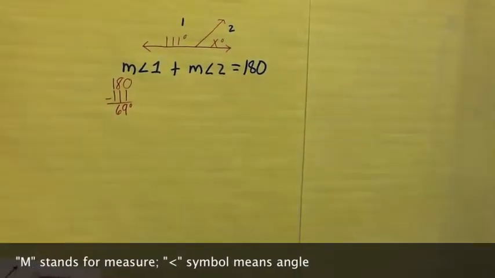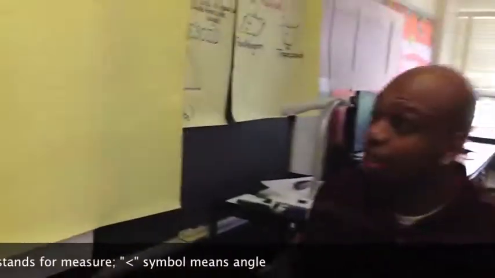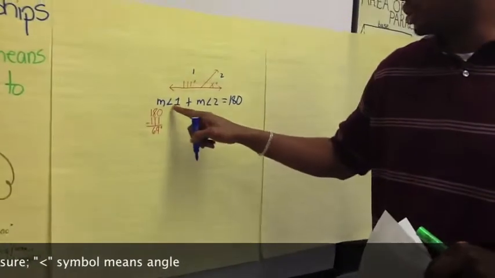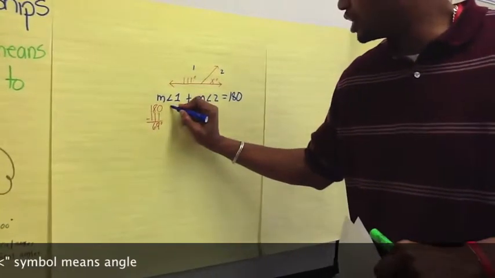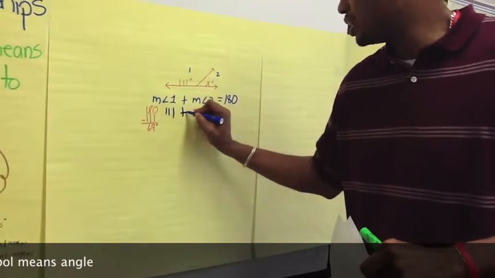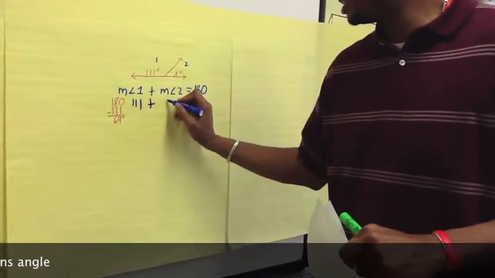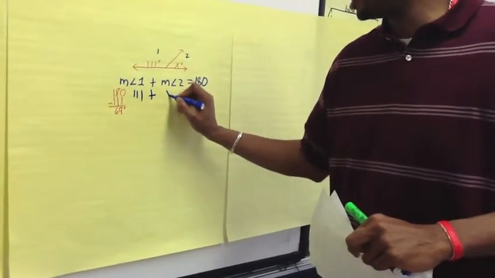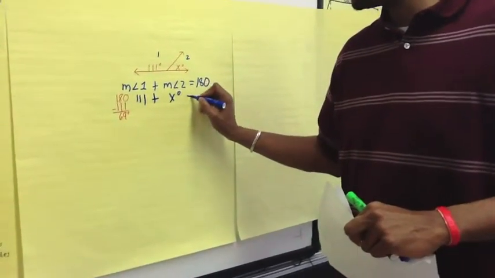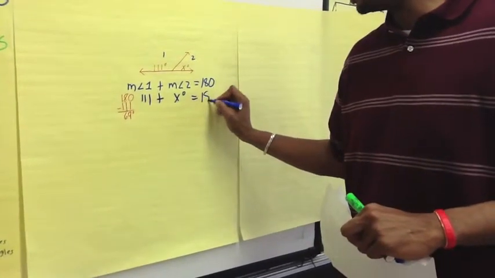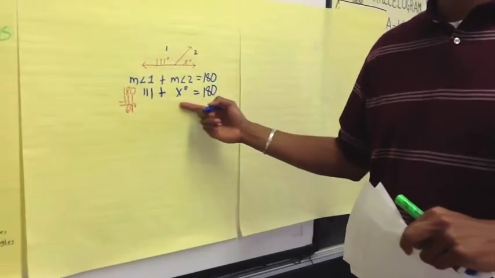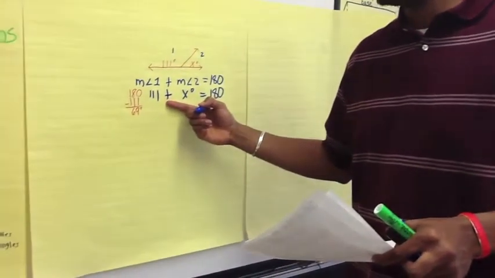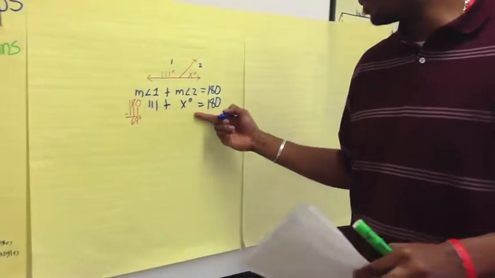Good. So what Anthony was saying, I'll just kind of repeat. He knew that the measure of angle 1, which is right here, is 111 degrees, right? Plus the measure of angle 2. Do we know what that is, Anthony? Do we know what the measure of angle 2 is? No. Nope. Right? Equals what? 180 degrees. What math topic does this look like? Two-step equation. Two-step or one-step? One step. One-step equations. Good.